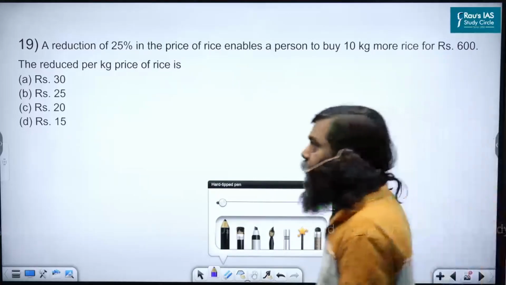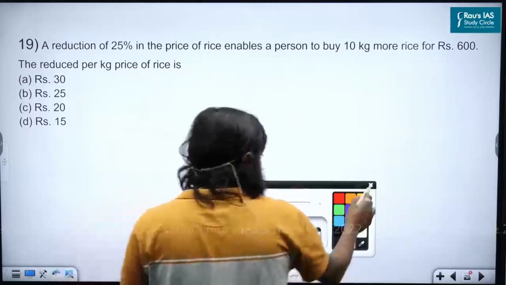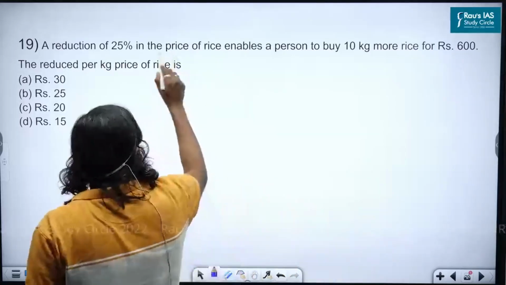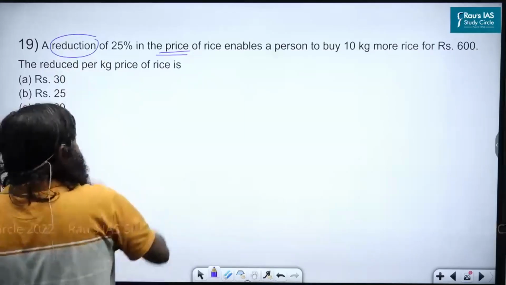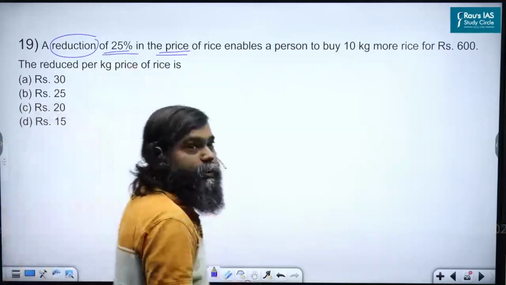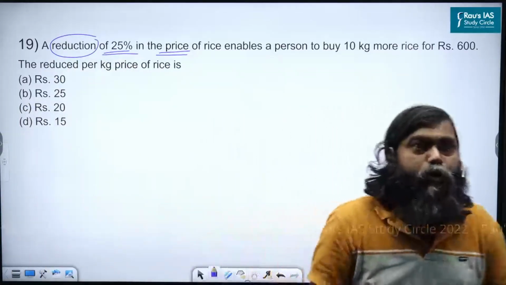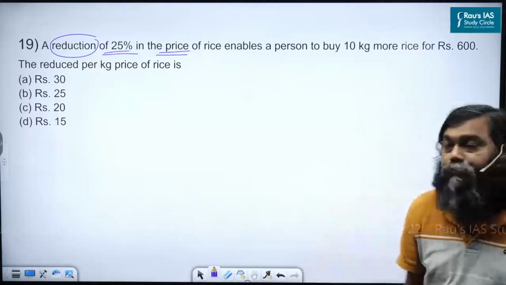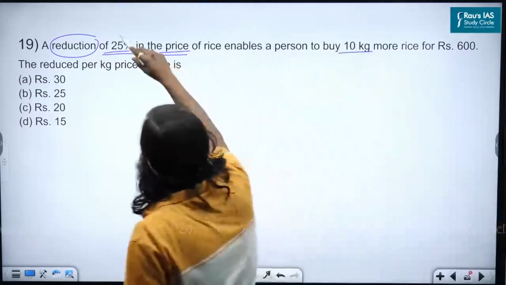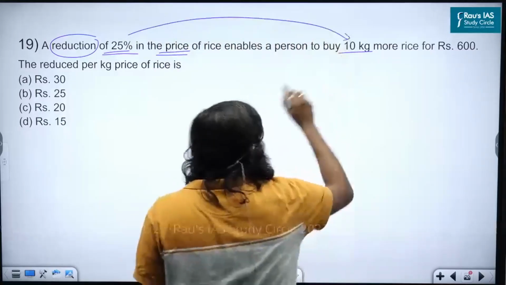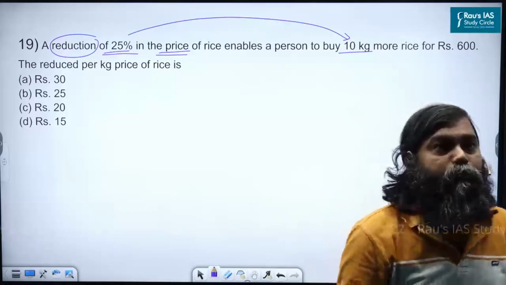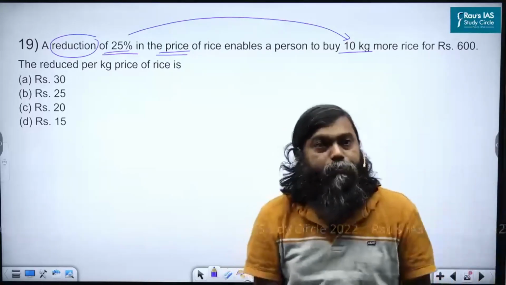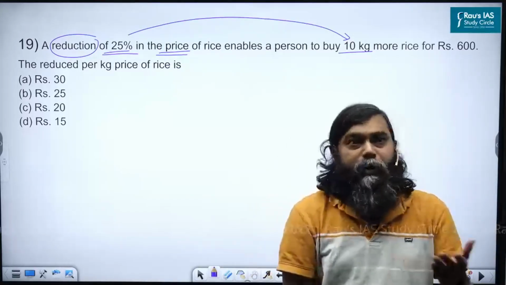Nobody is reading. A reduction of 25% in the price of rice. Stop. What happened to your price? Reduced. By how much percent? 25%. Because of that, how much extra are you able to purchase? 10 kg more. That means 25% of your money is worth purchasing 10 kg. 100% of your money is worth purchasing how many kg? 40 kg.